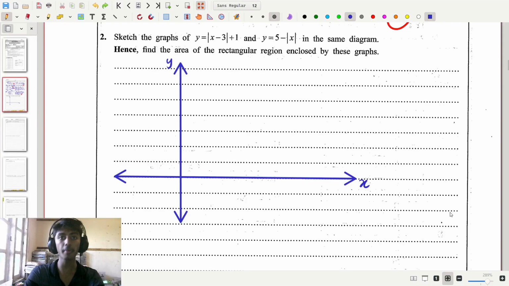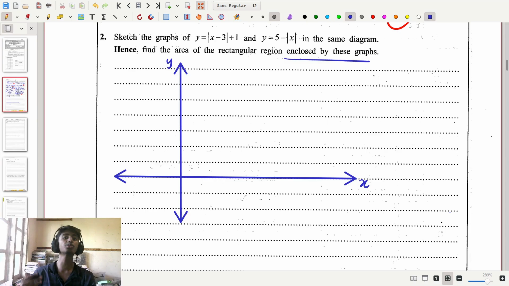2024 A-Level Combined Mathematics Paper 1 Part A question number 2. This is the graph and modulus question. The question says, sketch the graphs of y equals modulus of x minus 3 plus 1 and the graph of y equals 5 minus modulus of x in the same diagram. It then says, hence, find the area of the rectangular region enclosed by these graphs.